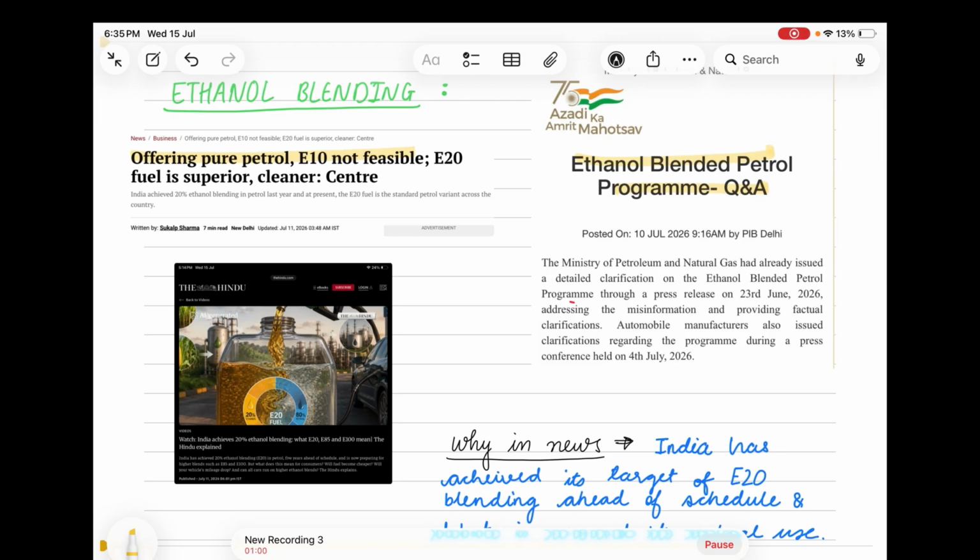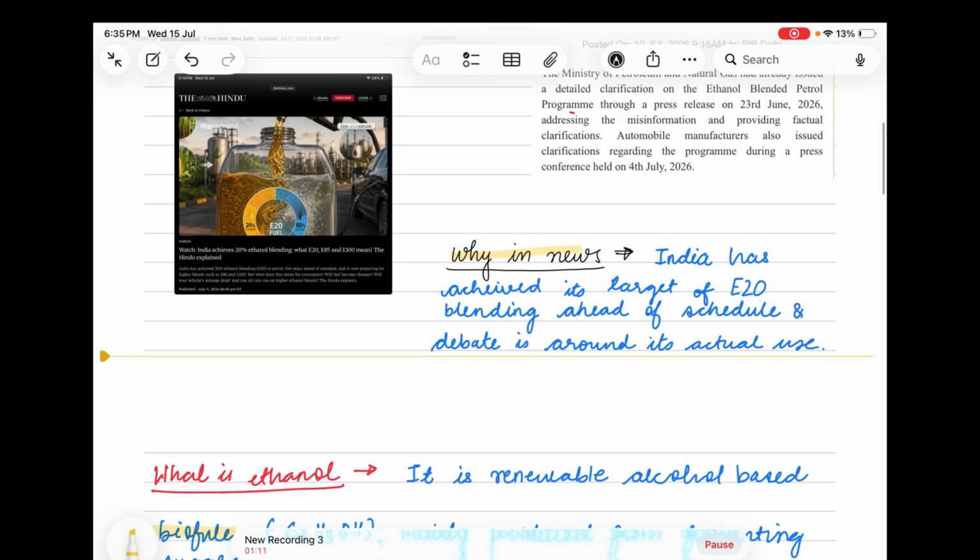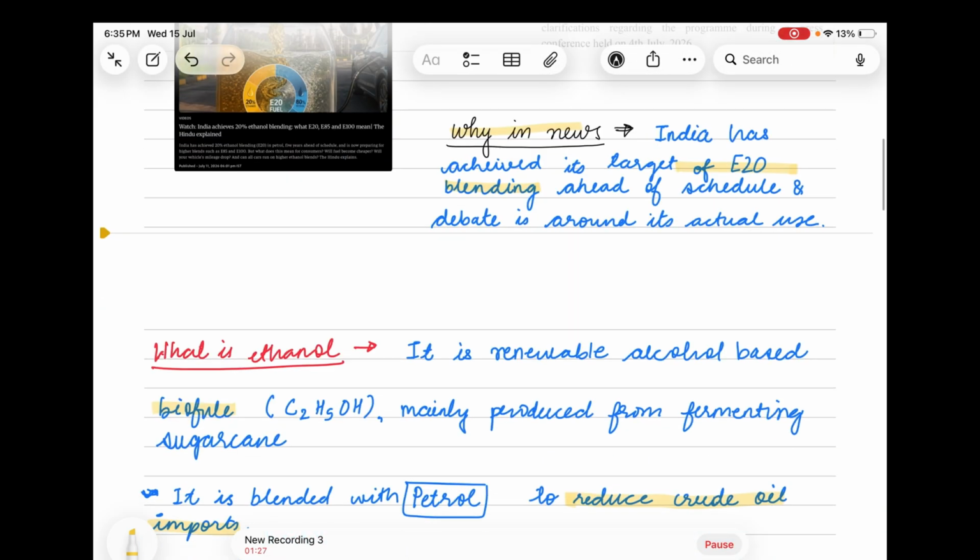This is the PIB article, and everywhere ethanol blending is a hot topic. So it becomes very important for us as well to know what it is. First of all, let us see why it is in the news. India has achieved its 20% ethanol blending, and questions are being raised about its impact on vehicles, fuel efficiency and the environment.